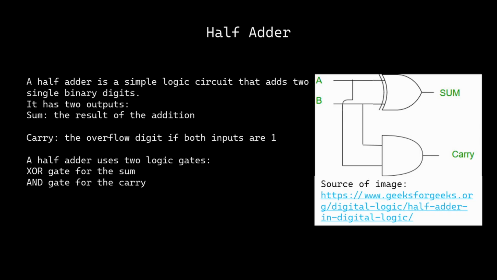Half adder. A half adder is a simple logic circuit that adds 2 single binary digits and it has 2 outputs. Sum, the result of the addition, which can be done by an XOR gate, and the carry, the overflow digit if both inputs are 1, which can be done by an AND gate.